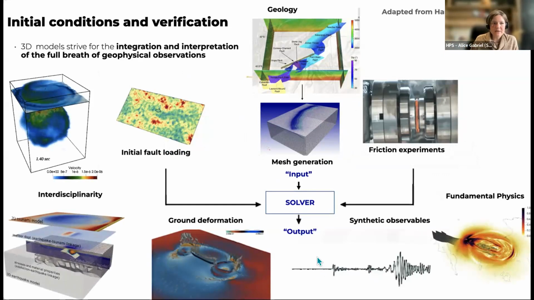So doing this in 3D, and all of the examples that we're doing today are 3D models, is important if we want to connect these models directly to observations. And it's also useful if you're thinking in a more interdisciplinary context. So for example, the time-dependent ground deformation that we're modeling can serve as an input for tsunami models. So this is what is shown here.